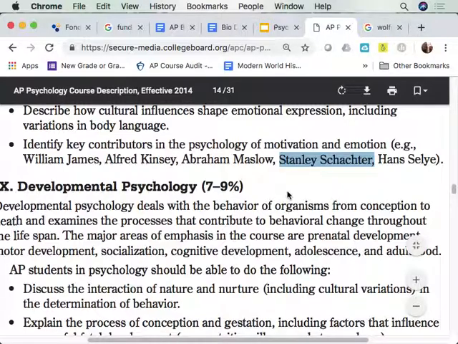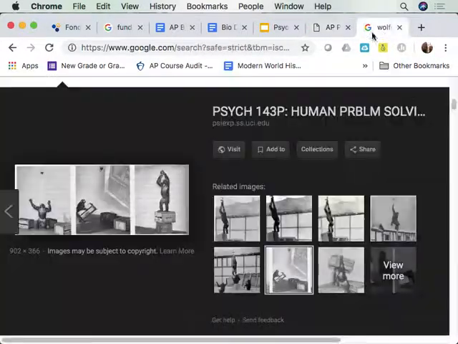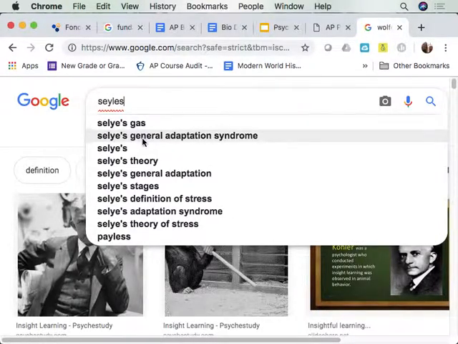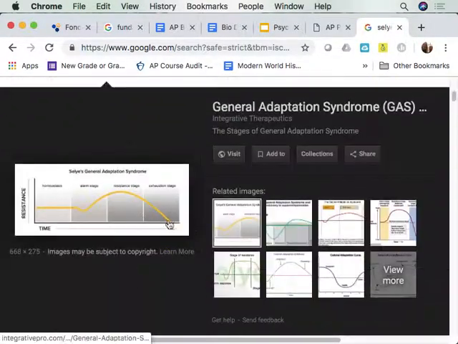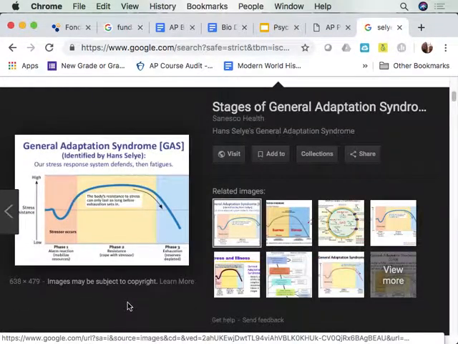And then we talked about Selye. Does anybody know what he did? R, AGAS: alarm, resistance, exhaustion, the general adaptation syndrome. I think it's Selye, I could be pronouncing that wrong. So let me just show you. Okay, that's not a very good picture. This is the general adaptation syndrome. So if you can think of R, AGAS: alarm, resistance, exhaustion.